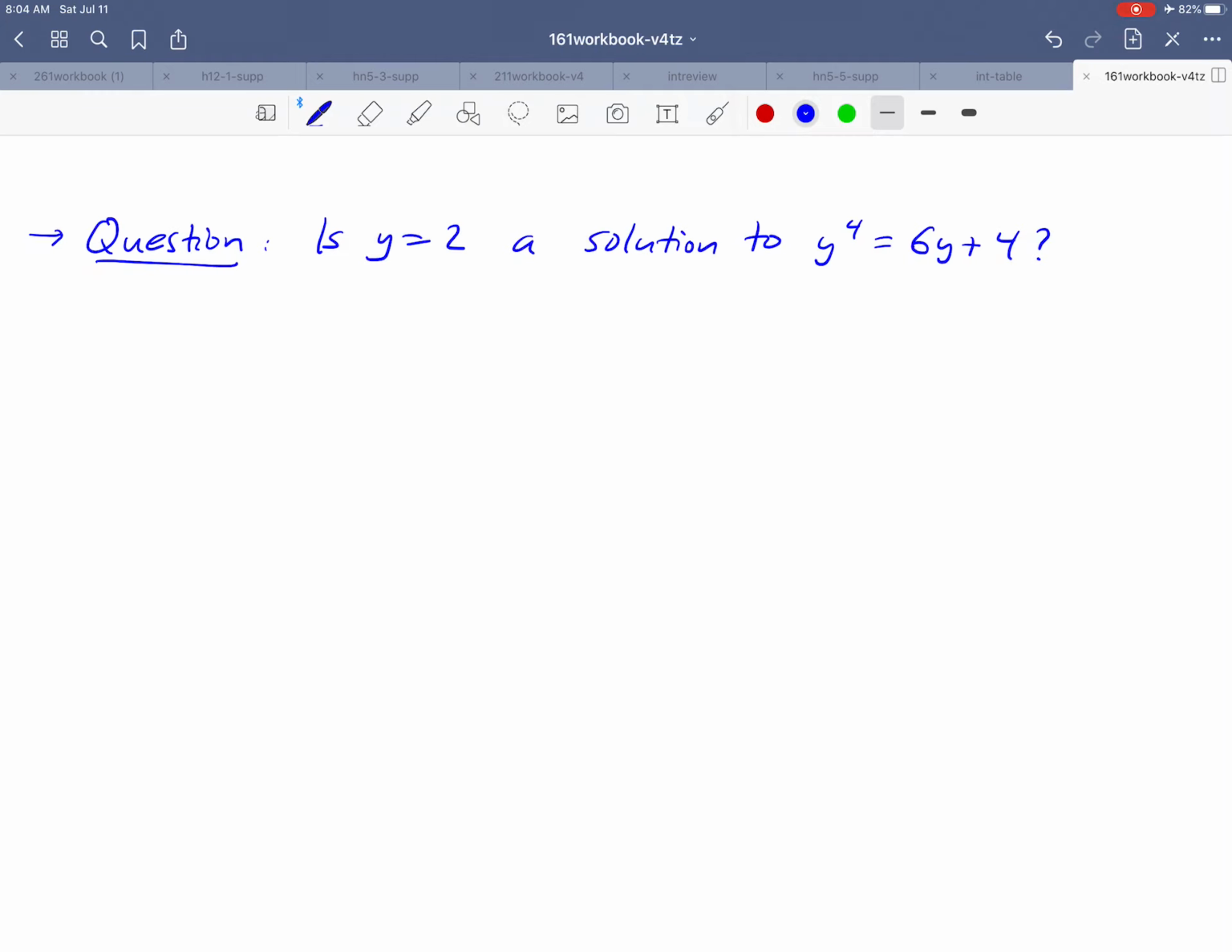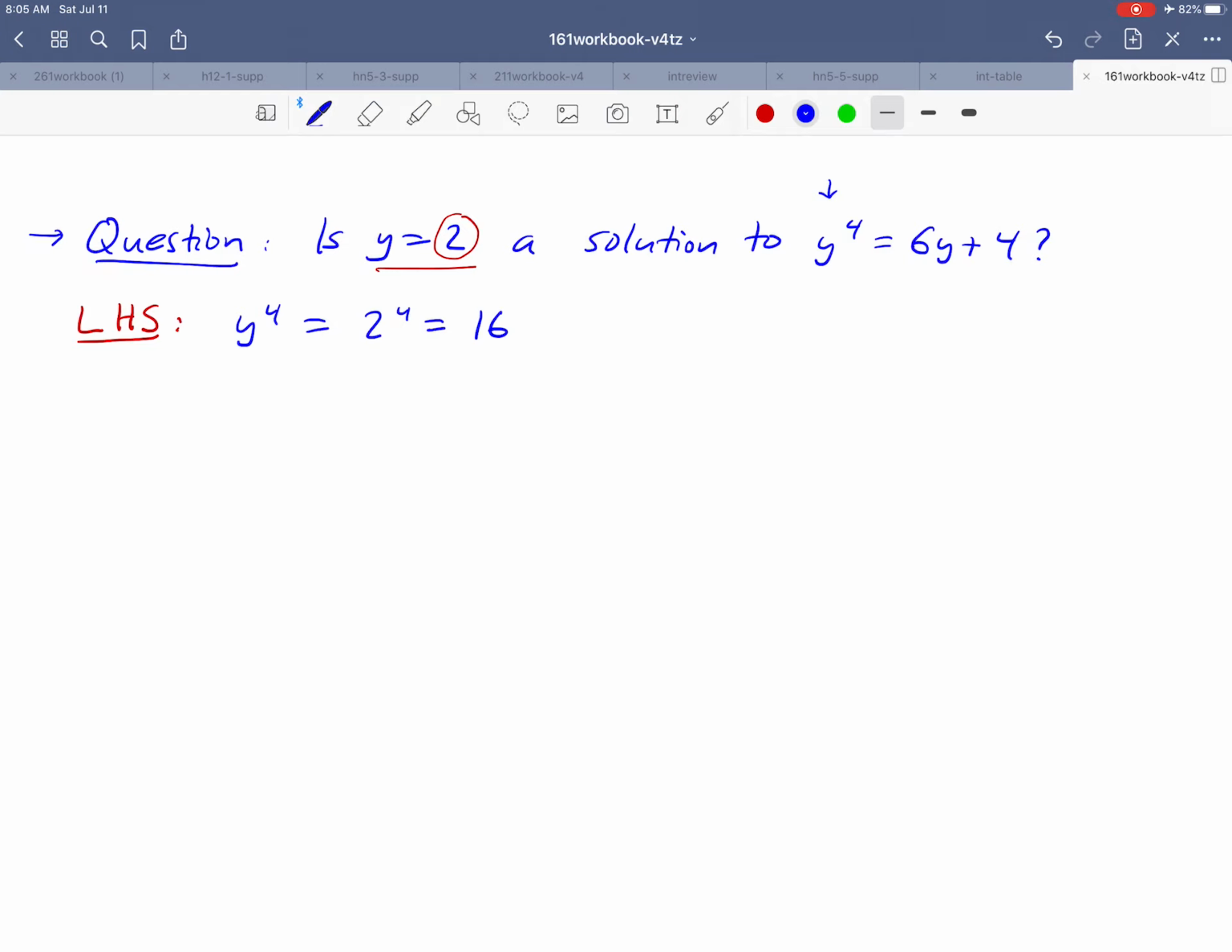The basic idea is you want to take y equals 2 and plug it into your equation and confirm that you get a true statement. If you really wanted to break it down into details, you might start with the left-hand side of your equation, abbreviated LHS. The left-hand side is y to the fourth, and then you take the thing that you want to check, the number 2, and substitute it in for the y. That gives you 2 to the fourth, which is 16.